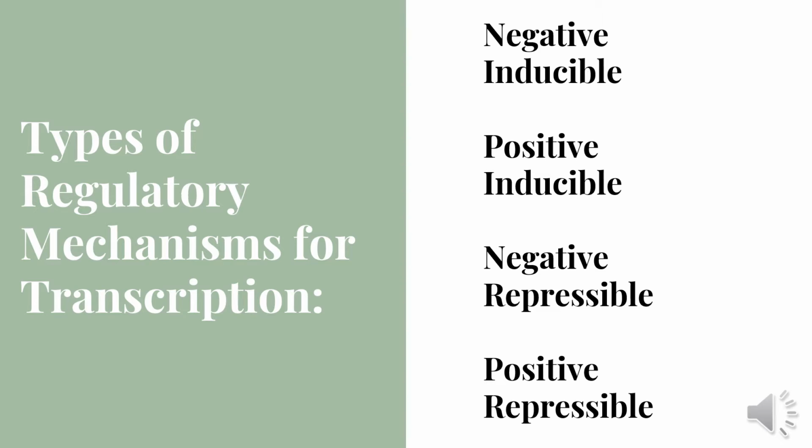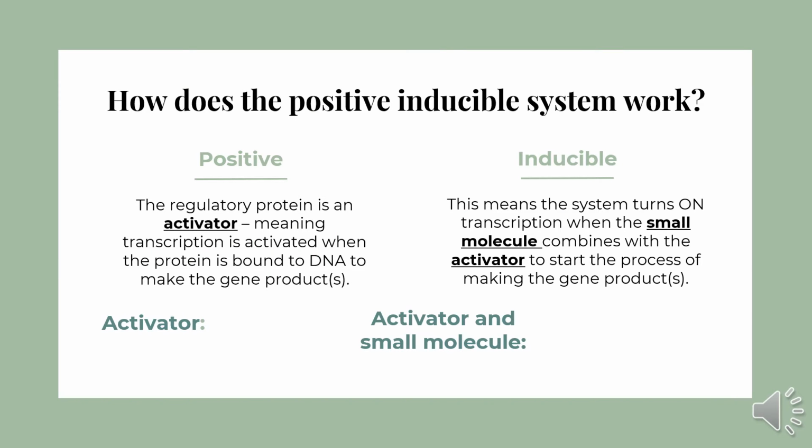Let's begin by first looking at the various types of transcriptional regulation in prokaryotes. There is negative inducible, positive inducible, negative repressible, and positive repressible, although for our discussion we'll be focused on the positive inducible systems. So how does a positive inducible system work?